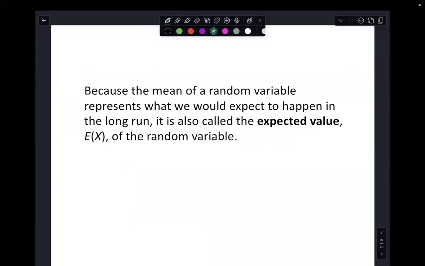Expected value is used a lot in casino games. The casino wants it so that for every dollar spent by the consumers, they would expect to make slightly more, and the consumers might get back 98 cents.